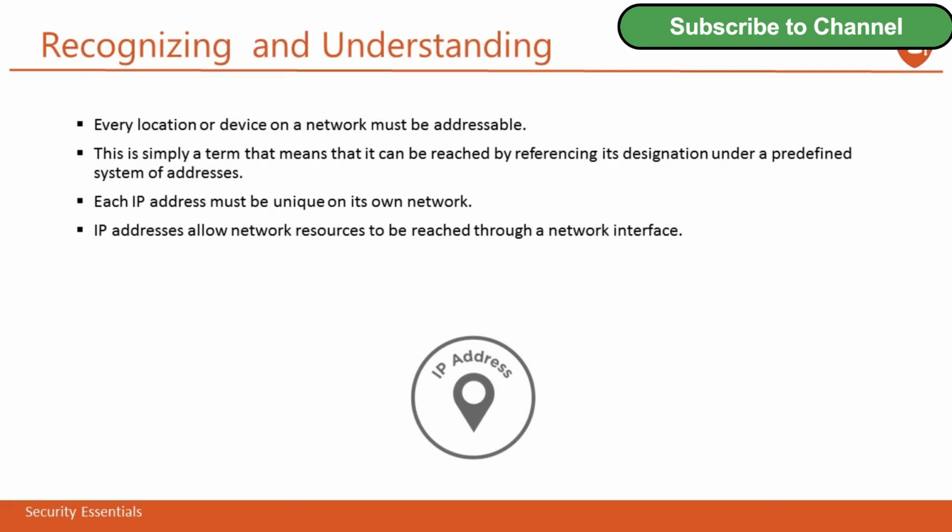Recognizing and understanding IP addresses: every location or device on a network must be addressable by using an IP address. Now, this simply means that it can be reached by referencing its designation under a predefined system of addresses, and that would be the IP address. Each IP address must be unique on its own network, because if you want to communicate between different computers and they have the same IP address, this will become impossible. It will have no way of knowing where to forward the request. So each IP address on a network must be unique.